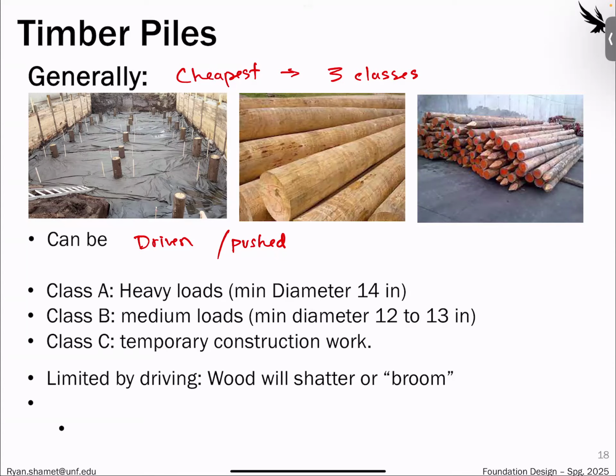This is minimum diameter of 14 inches. So these are mainly going to be, I guess I should add this too, you can also have them bored. Class B is medium loads, so diameter 12 to 13 inch. And then class C is for temporary construction work. So you can still use this if you need some type of retaining area or something.